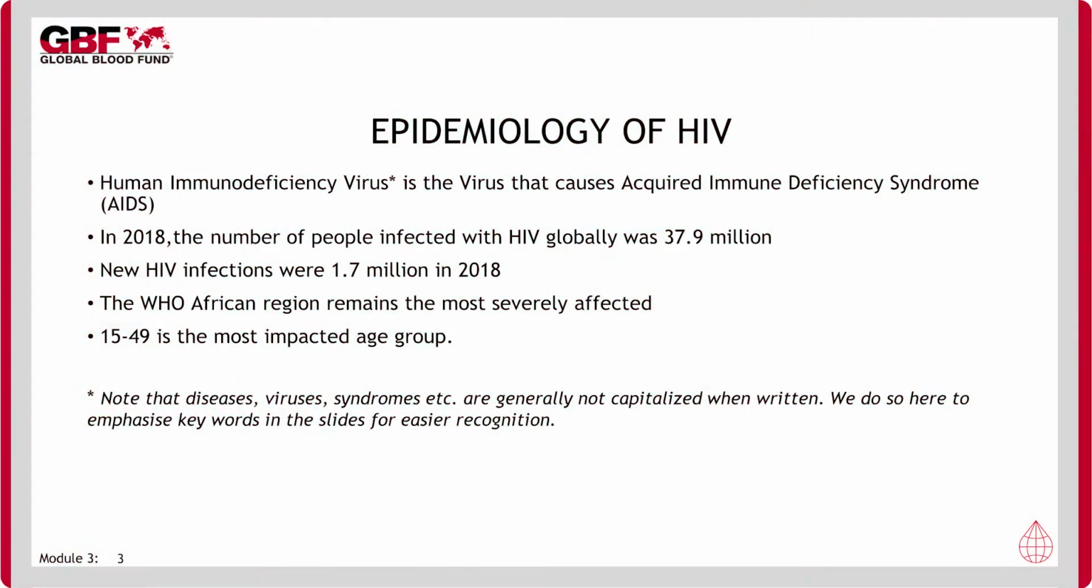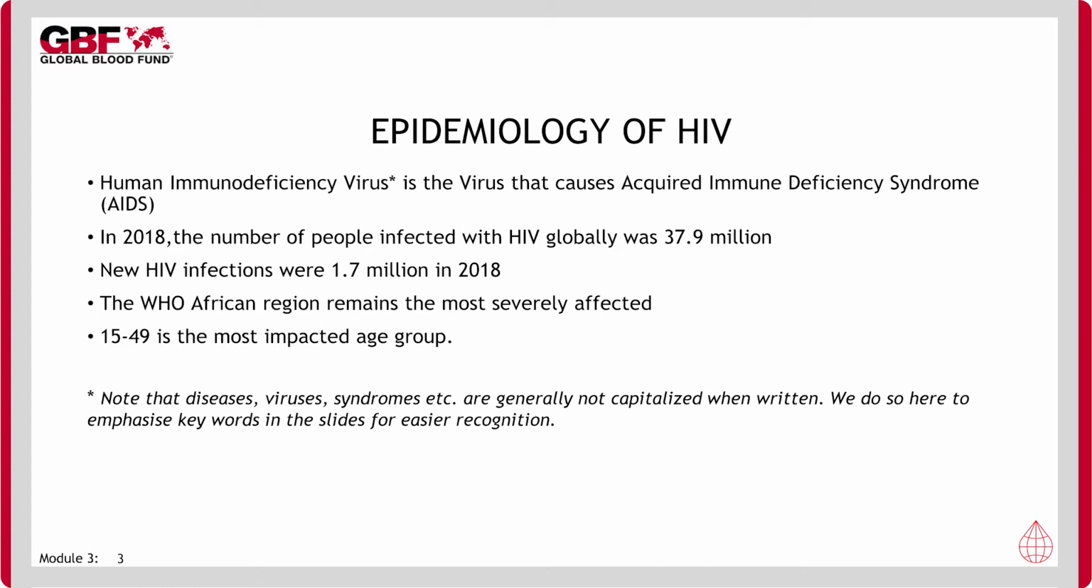The human immunodeficiency virus is the virus that causes acquired immune deficiency syndrome or AIDS. There are 2 types of HIV, HIV-1 and HIV-2. The HIV virus is believed to have originated from Central Africa and to have been spread by chimpanzees. According to UNAIDS data, more than 37.9 million people were infected with HIV globally at the end of 2018.